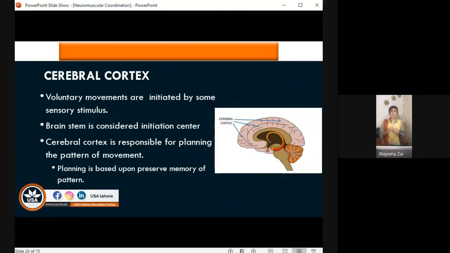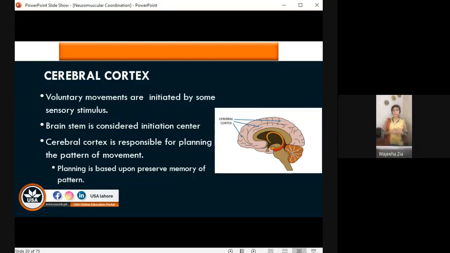When the initiation center initiates a movement, it will send a signal to the cerebral cortex. Then what will the cerebral cortex do? The cerebral cortex will plan that activity, how to perform it. Suppose you need to scratch your skin; this is a sensory stimulus. The brainstem will send a signal to the cerebral cortex, and the cerebral cortex will plan that activity: you have to move your shoulder, bend your elbow, and bring your hand to the part where you need to scratch. And this planning is by the cerebral cortex.